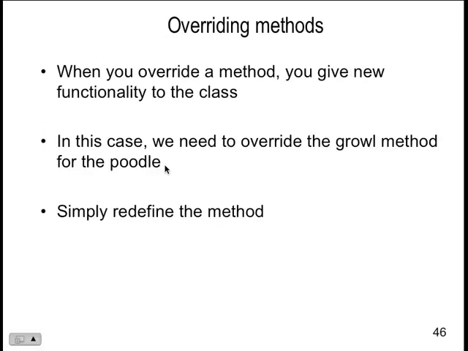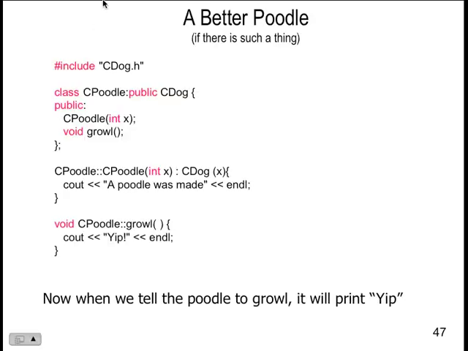So we can override the methods. If we don't override the method, the original method works. The same is true for the constructor. When you override a method, you give new functionality to the class. In this case, we need to override the growl method for the poodle, simply redefining the method. So here's a better poodle. It now goes yipe, yipe, yipe. Actually, it only does it once. Yipe. I don't know any poodle that does that. Poodles go yipe, yipe, yipe, irritating until they stop.